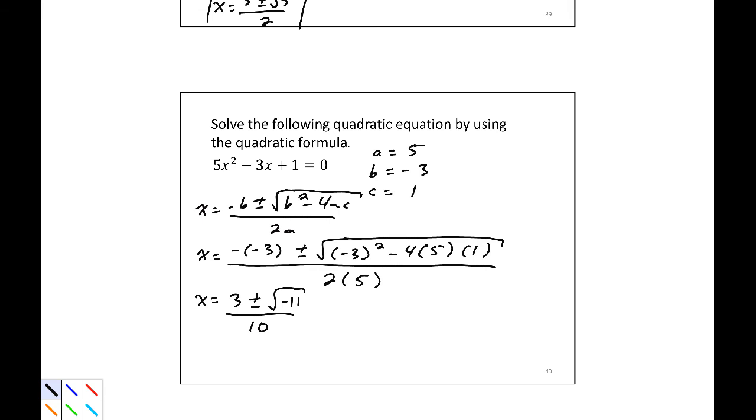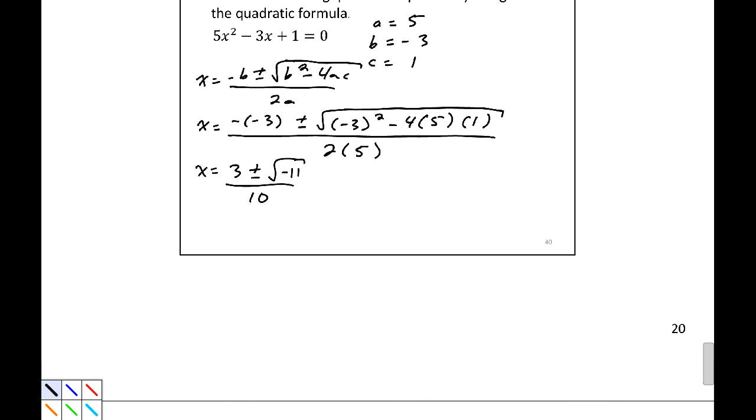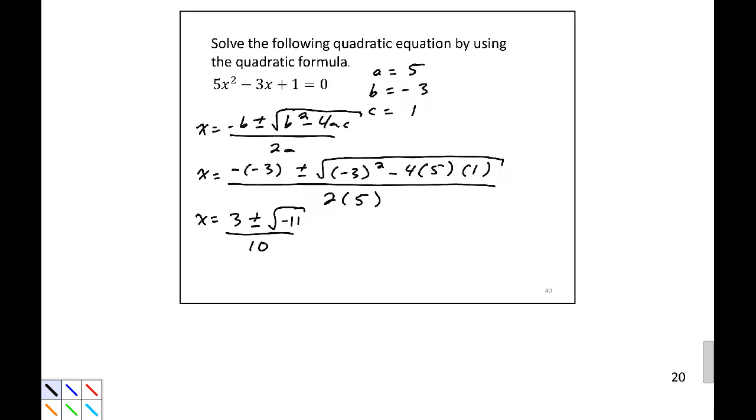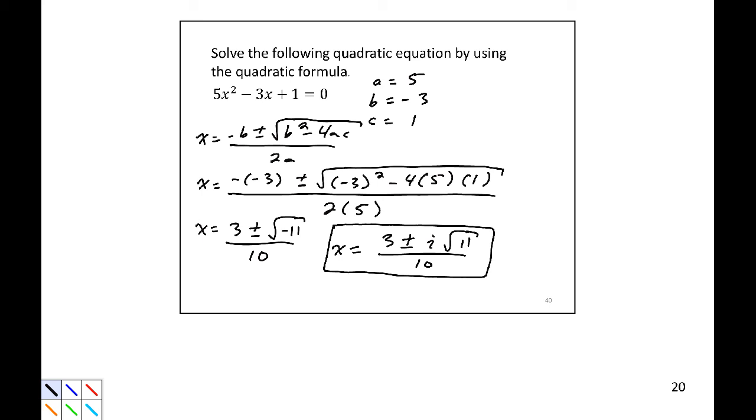Well, it doesn't look like we can simplify the square root of negative 11 any. However, we can write that with an i. So this is x equals 3 plus or minus i root 11 divided by 10. And they don't all have anything in common, so that is our simplified answer. Notice there are 2 complex solutions.